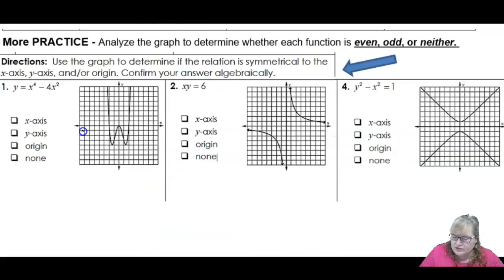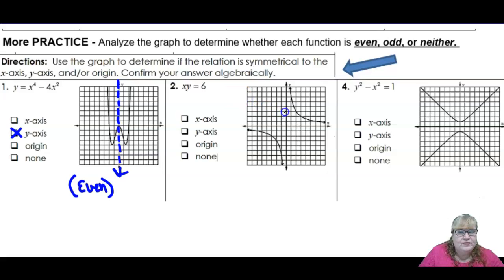So we are to look at these graphs and determine whether they are even, odd, it doesn't even use those words. It says, determine if the graph is symmetric to the x or y or origin, and then it says we can talk about even, odd, neither. Now, if you look, this has a degree 4 and degree 2 up here. So those are both even, and it does in fact appear to have symmetry around the y-axis. So we're going to mark y-axis, and y-axis symmetry would make it an even function.